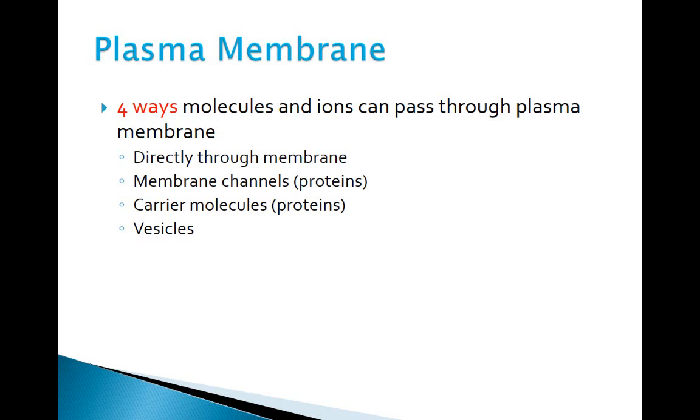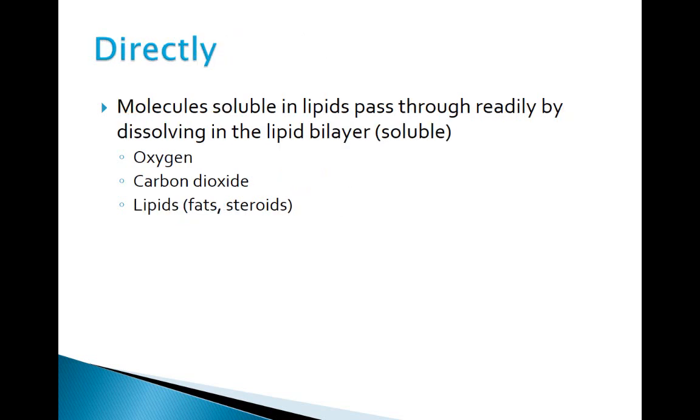And there's 4 major ways that things can move through, and then we're going to get a little bit more specific with this. So generally speaking, there is directly through the membrane, through protein channels, and then through protein carriers, and then finally through vesicles. So let's just look at these 4 general ways first, and then we'll get a little bit more specific.